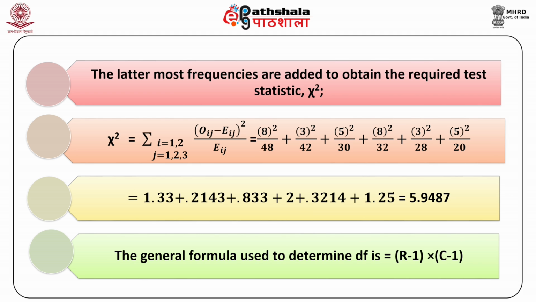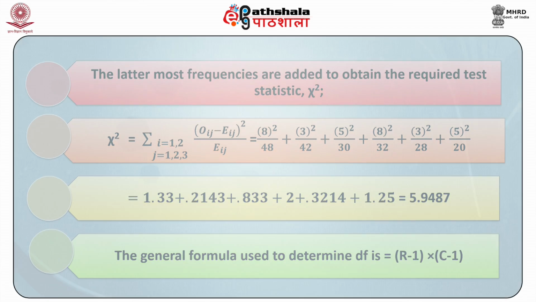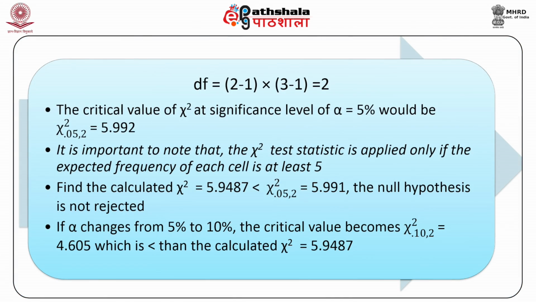Now, in order to find the critical value, we must know the degrees of freedom, which is nothing but the number of cells whose expected frequency can be freely determined. The general formula used to determine degrees of freedom is (R minus 1) into (C minus 1). Now, since in our illustration R is equal to 2 and C is equal to 3, therefore the degrees of freedom comes out to be (2 minus 1) into (3 minus 1) and is equal to 2. The critical value of chi-square at significance level of alpha, which could be 5%, would come out to be chi-square at 5% and 2 degrees of freedom equal to 5.992.